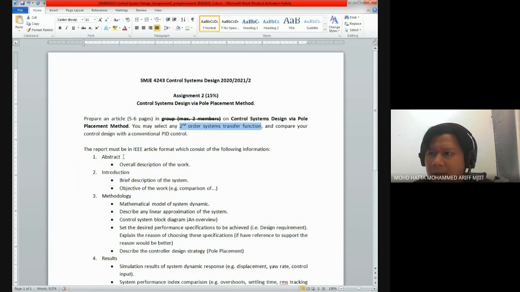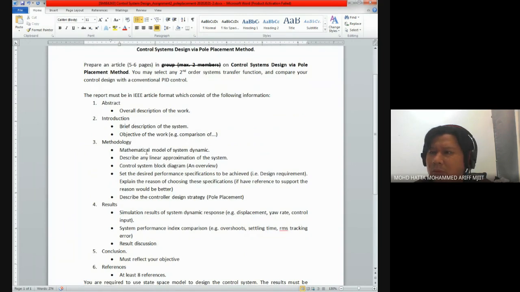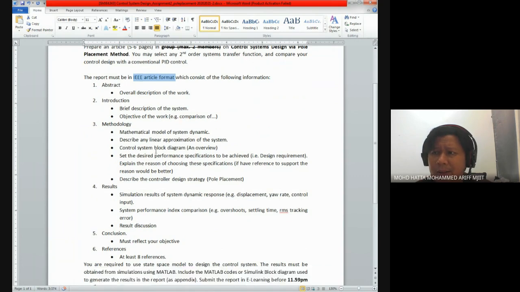And the thing that you need to be very particular about is the format, because one of the rubrics is the format. Before we get into the rubrics, we go through this information. Here I wrote that the report must be in IEEE article format, which consists of the following information. The template can be downloaded from the IEEE website, or if you look at e-learning, I think I've provided the template as well. So you have to use this IEEE article format, and this is the content.